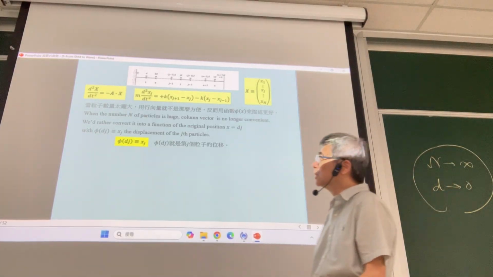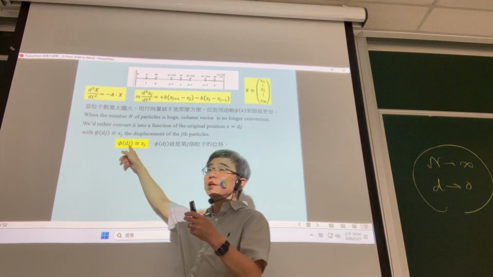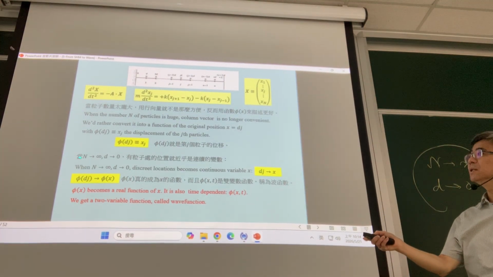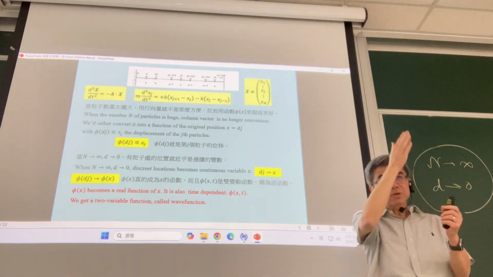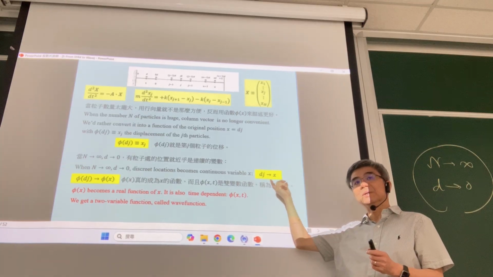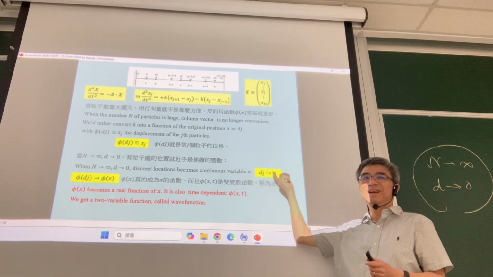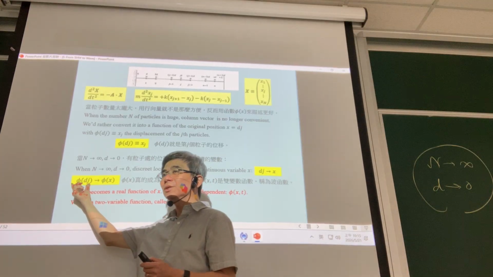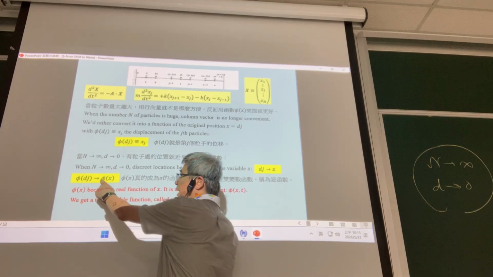However, up to this point, this function is only defined for discrete positions dj. However, when I take the continuum limit, n equal to infinity and d equal to 0, this dj, originally discrete, will approach a continuous variable. Now I will call this x. So originally it's a function on discrete positions. Now it becomes a function of a continuous variable. We call it phi of x.